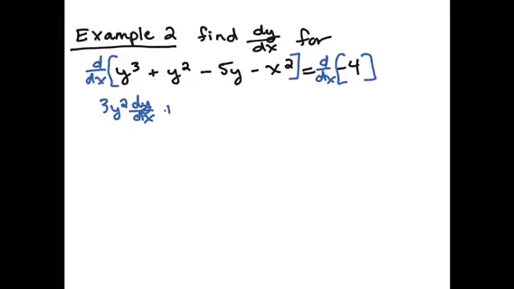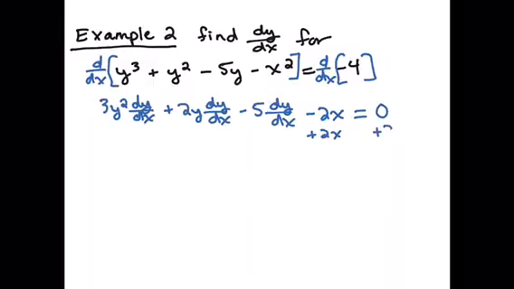Derivative of y squared would be 2y times a dy/dx. Derivative of negative 5y would be minus 5 dy/dx. The derivative of negative x squared would be negative 2x. And the derivative of negative 4 is 0. So we're going to add 2x to both sides here.